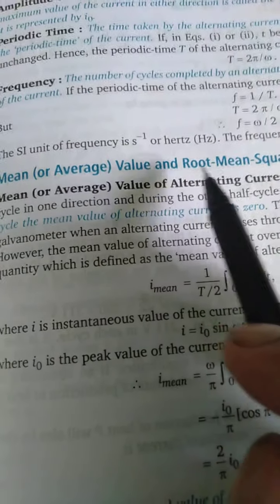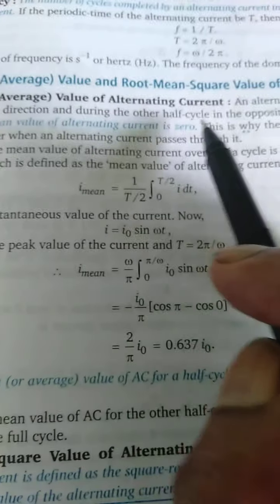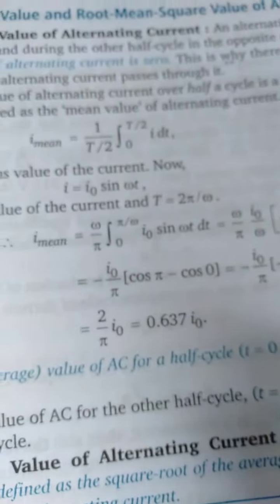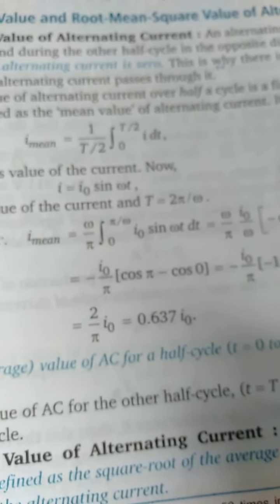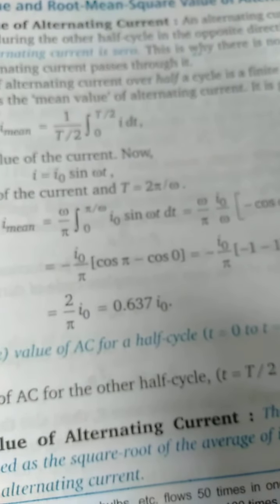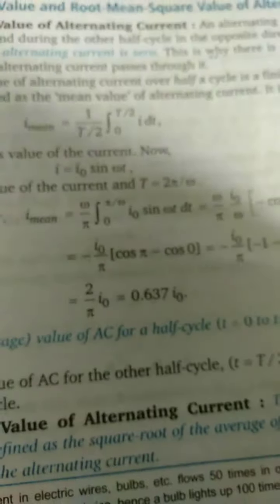Mean value or RMS value of an alternating current. What is that? An alternating current flows during one half in one direction and during the other half in the opposite direction. Hence for one complete cycle, the mean value of AC is 0. That is why if we use a DC galvanometer to measure an alternating current, the galvanometer shows 0, no deflection. Why? Because half the time it is negative, half the time it is positive, so the net result is 0.